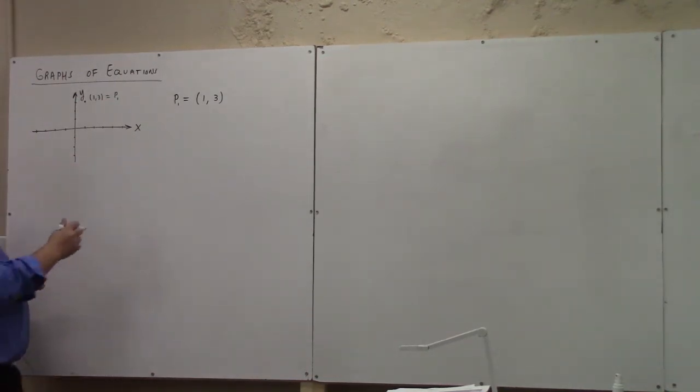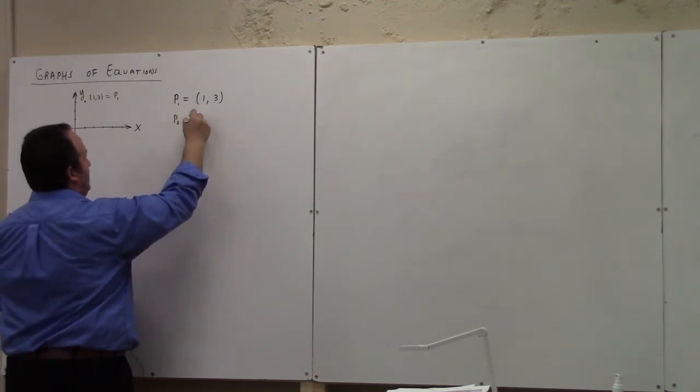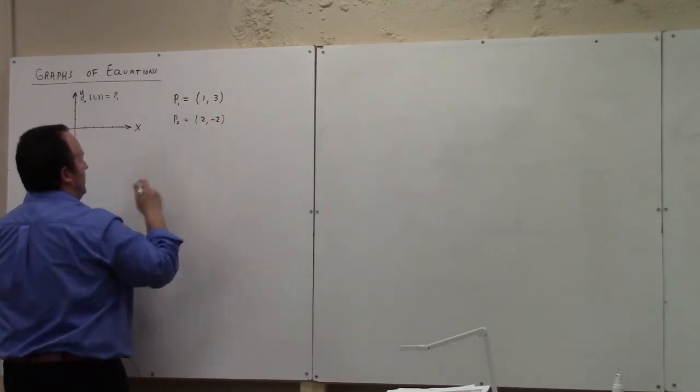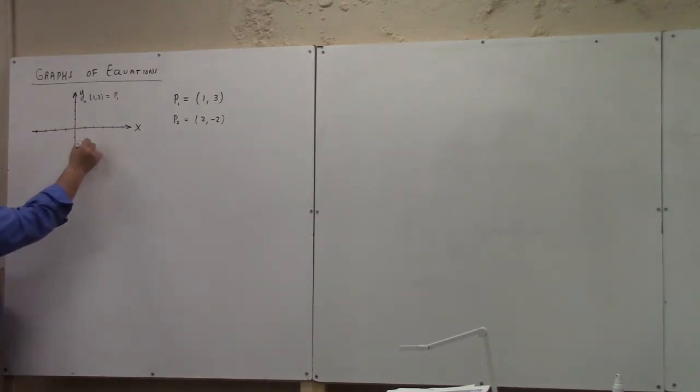So another example, what if I had, say, P2 equal to (2, -2)? Where would that be? We go over 2 and we go down 2, right? That'd be down here.